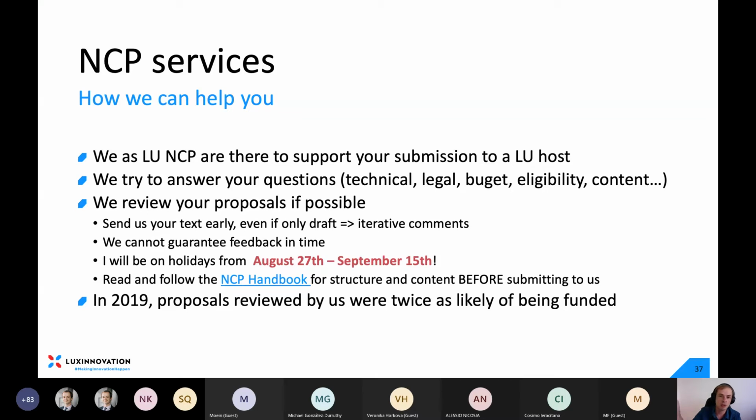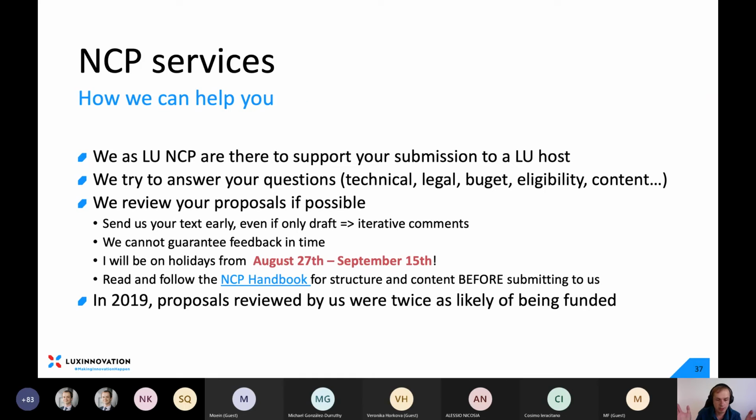Please contact your local NCPs. We are not responsible for this situation. Every NCP for every country is responsible for the proposals or projects that are being done in their respective countries. And if you have questions, contact me. I can show you where you can find the NCPs of the other countries.